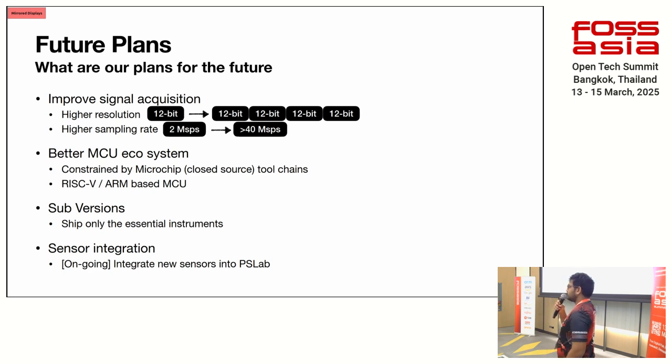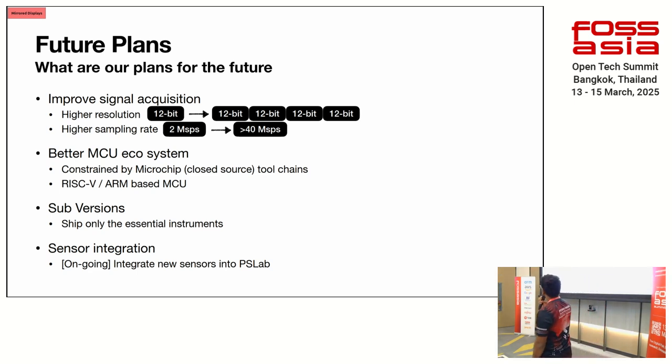Yesterday, the team discussed that ESP32 would be a very good candidate, because then we have wireless connectivity already on the board without having to rely on a different pluggable module. And the subversioning means that we will ship only the essential instruments. Like, we can get rid of the simple instruments that are not widely used, or maybe we can have a different version for the whole package. So then it will reduce the cost of the equipment and make it more accessible.